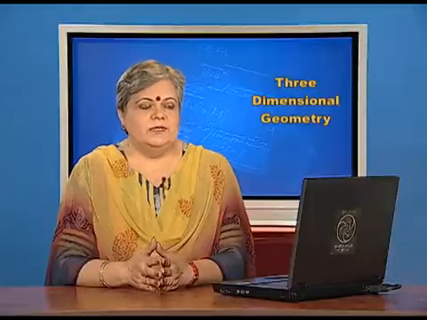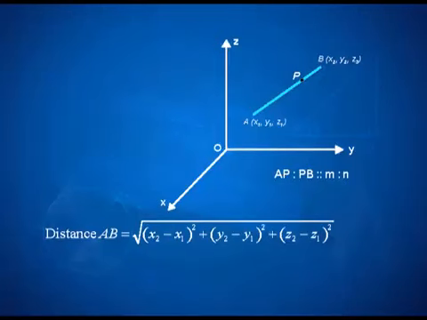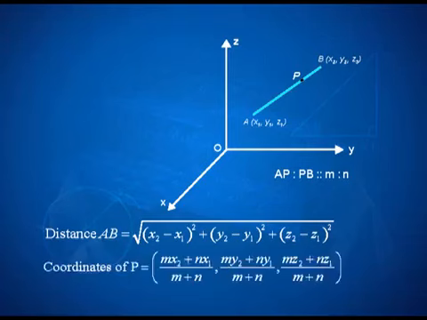So, here we have 2 points A and B in space, then the distance between these 2 points is given by the distance formula, which just gets extended with z2 minus z1 whole square. At the same time, if I take a point P, dividing the segment AB internally in the ratio m:n, then the section formula gives me the coordinates of the point P as (mx2 plus nx1)/(m plus n), (my2 plus ny1)/(m plus n), and the z coordinate as (mz2 plus nz1)/(m plus n). So, these are the same 2 results applicable in 3-dimension as well.